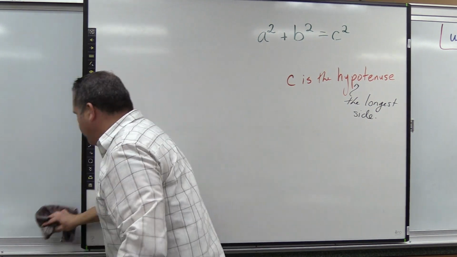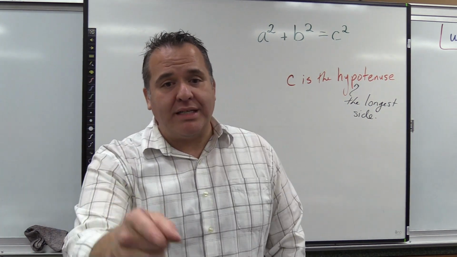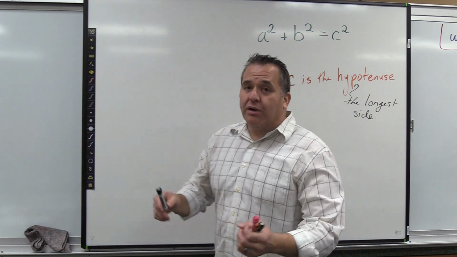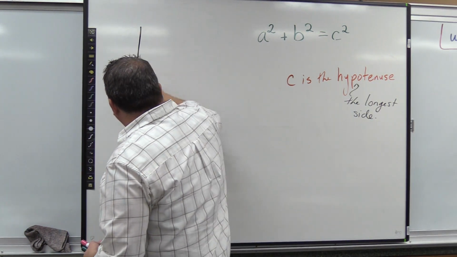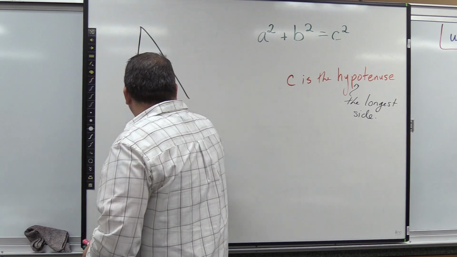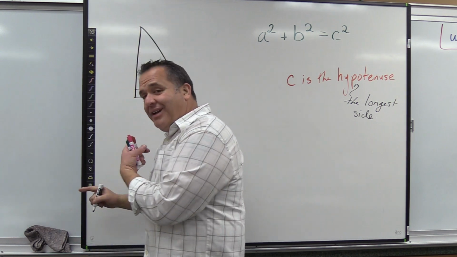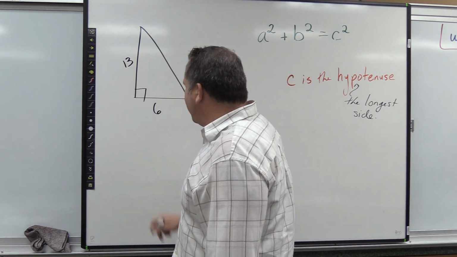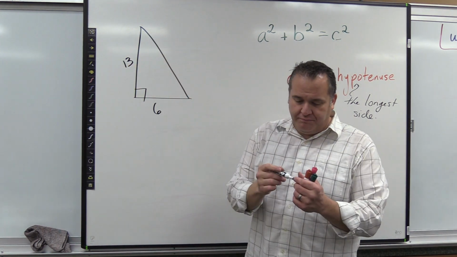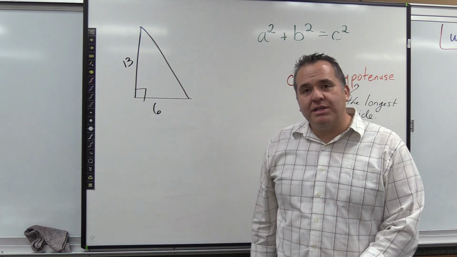Okay. Now, here we go. Try this next one. Look at this. Oh my goodness, this is going to be a big one. Watch. Look at this. Got a big old triangle here. Look at that. Man, that's a nice triangle, isn't it? Got 13 on this side, 6 on this side. What are we missing?